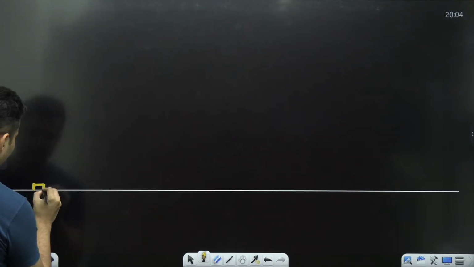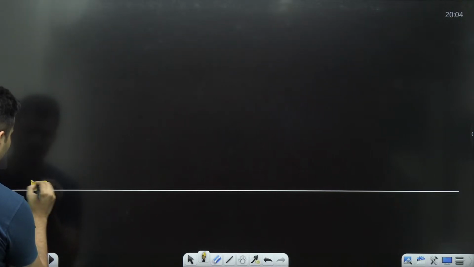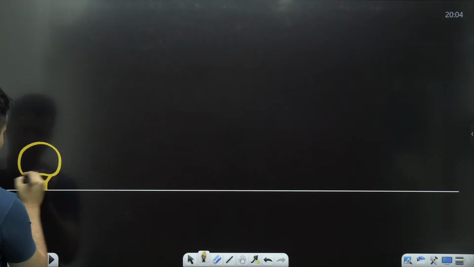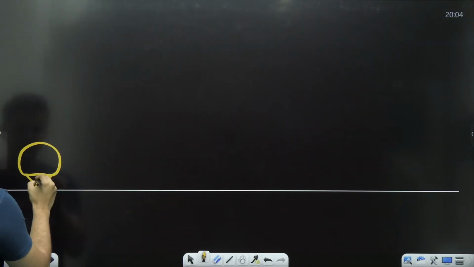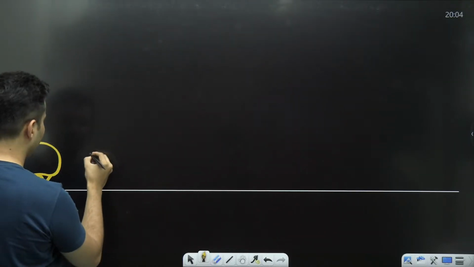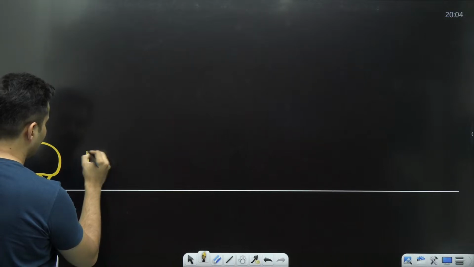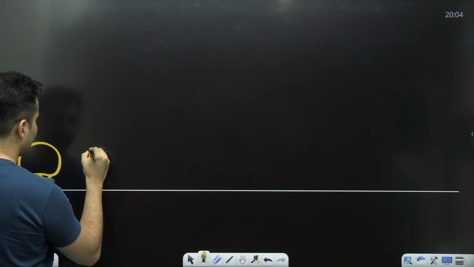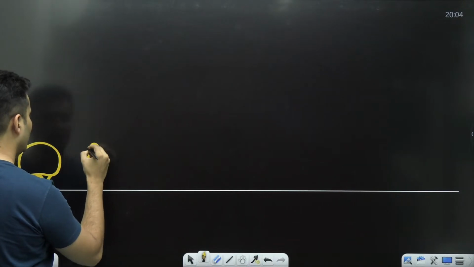Pandu went into a hot air balloon. He started from the ground. Our Pandu is over here and he started rising up, rising up with an acceleration. This is our Pandu.